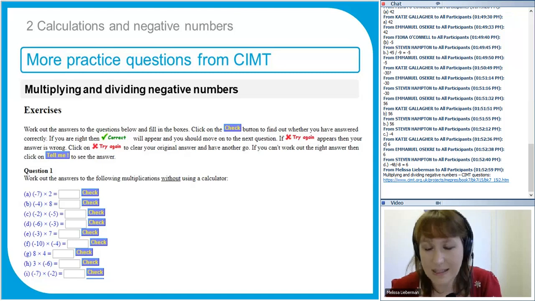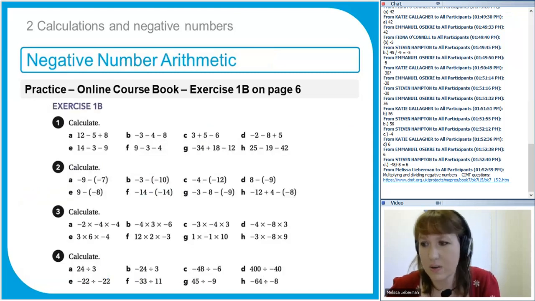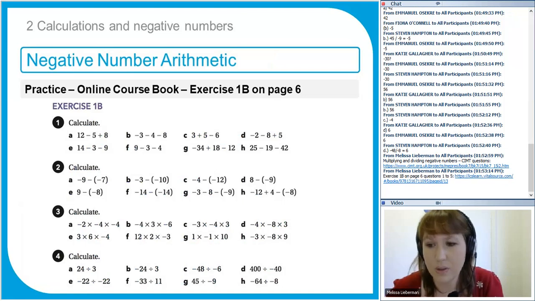Now, one last thing before I let you go. I know this is a long session, but there's some practice questions here as well, sorry. So if you want some practice questions from the textbook, there are some here. So this is from chapter 1 on calculations. Just do questions 1 to 5, don't worry about the rest.